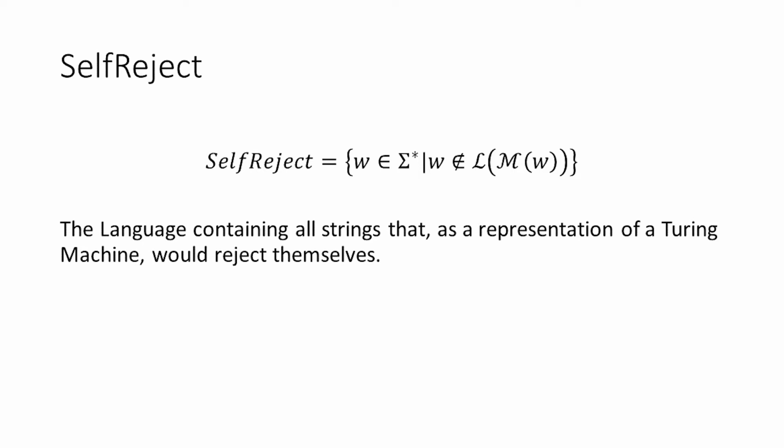So in other words, if we were to take this string W, and then determine which machine W represented, and then run W on that machine, we want to know whether or not that would end up returning a 0 or a 1. If it returned a 0, then W belongs to the self-reject language. If it returned a 1, then W does not belong to the self-reject language.